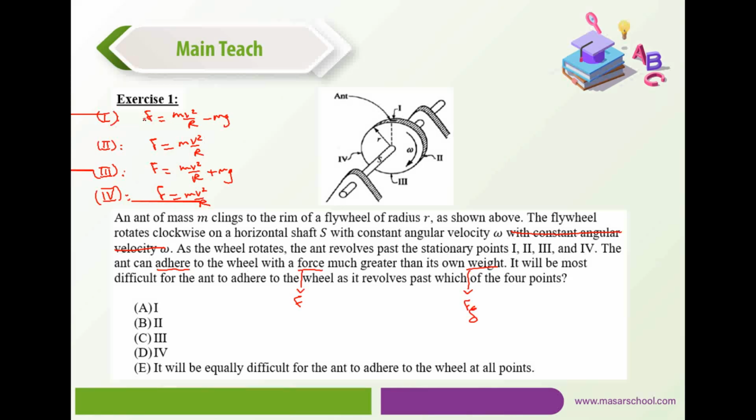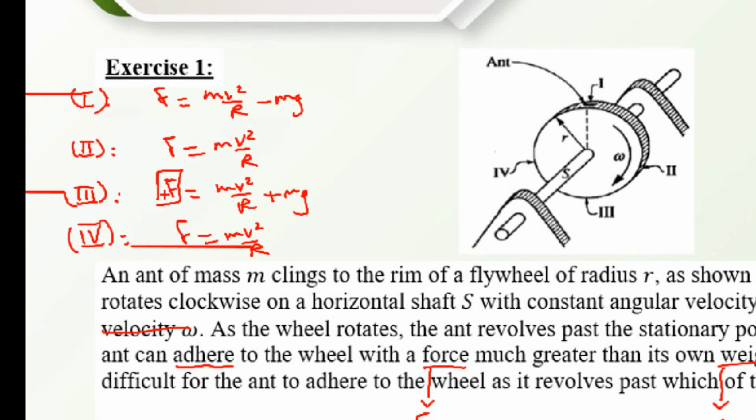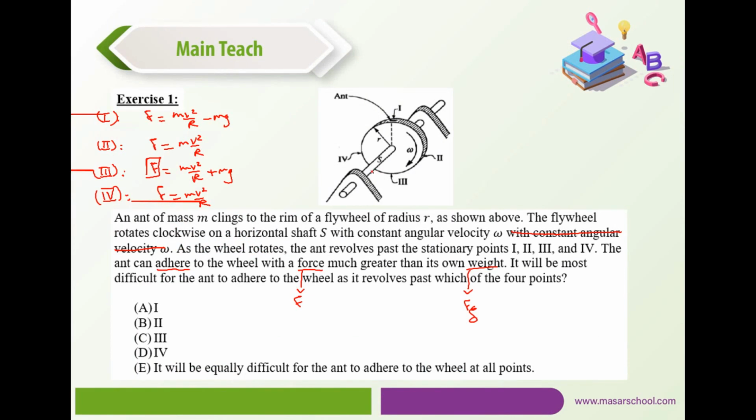So now if you take a look at all of these four expressions of F, the greatest value would be the third one. And now let's give an interpretation for this one. The adhering force must be maximum at the third point, which means at the third point it would be the most difficult for the ant to adhere to the wheel, because it requires the maximum amount of adhering force compared to all of these four. Then C would be the correct choice.